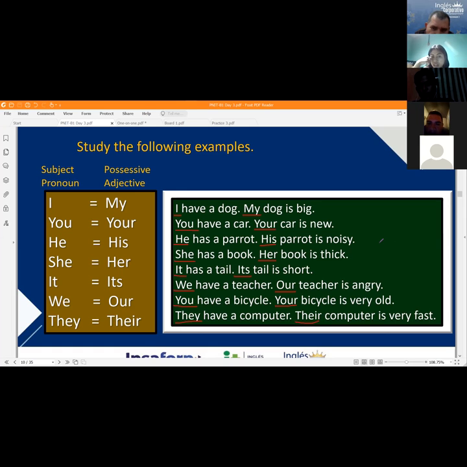Okay, excellent. ¿Cómo se lee? There. Their computer. Their computer. Yes. Okay. Thank you, Giovanni. Thank you very much. Now, Elias, right? Elias, your turn, my friend.